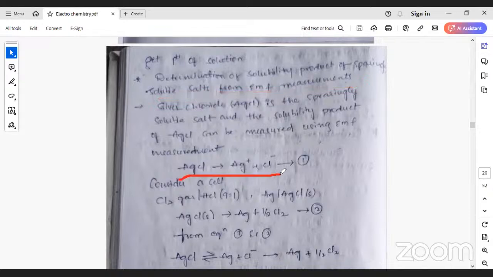S. Naidu, tell me. You raised your hand. Is there any reason to raise the hand? Am I audible? Yes, sir. Okay, okay.